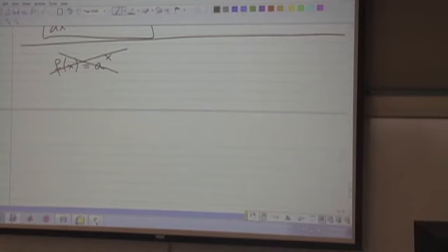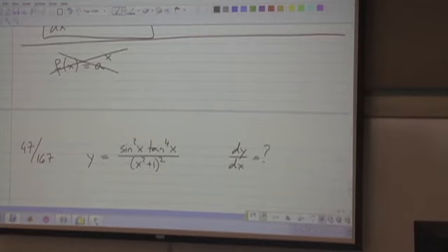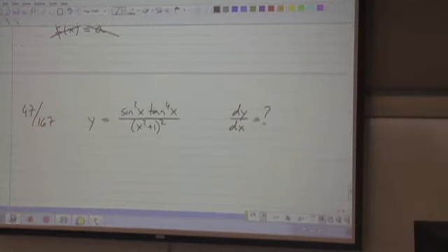Let's look at, for instance, problem 47 on page 167. y is equal to sine squared of x tangent to the fourth of x divided by x squared plus 1 squared. What we're looking for is dy over dx. And you can see how ugly it could potentially look when you take the derivative. But what we're actually going to do is use logarithmic differentiation.